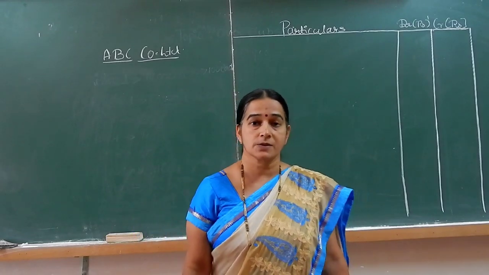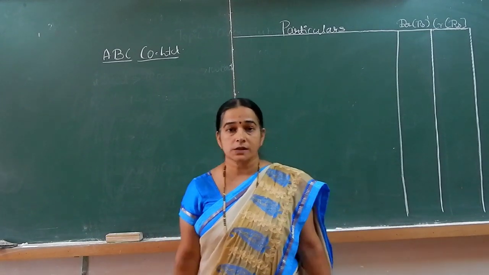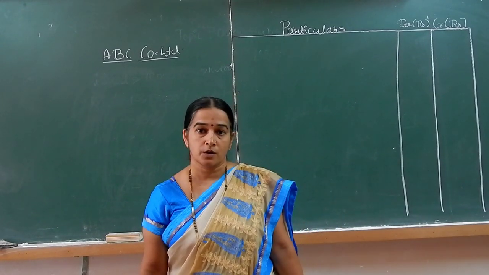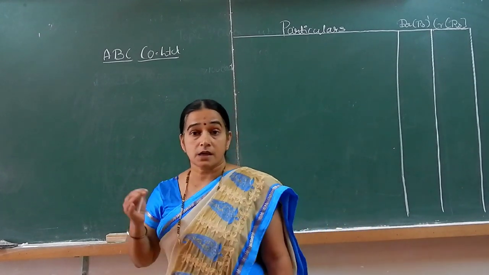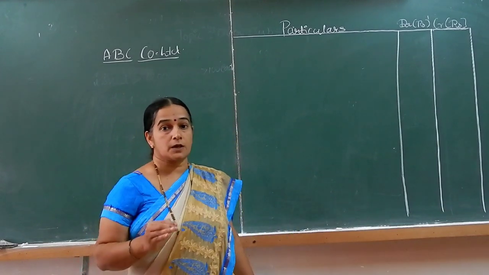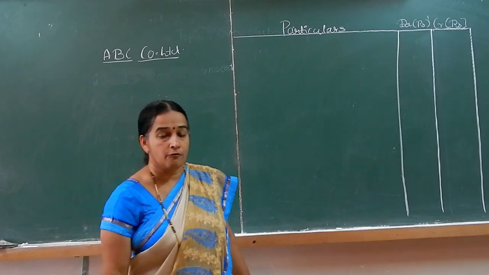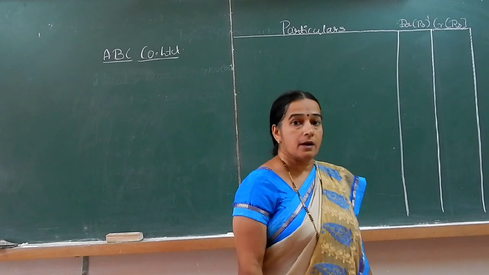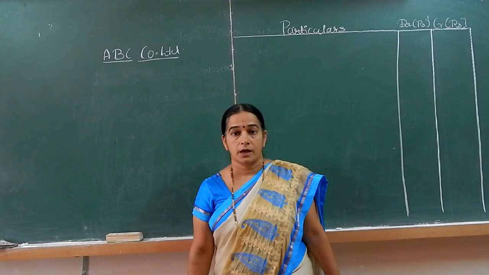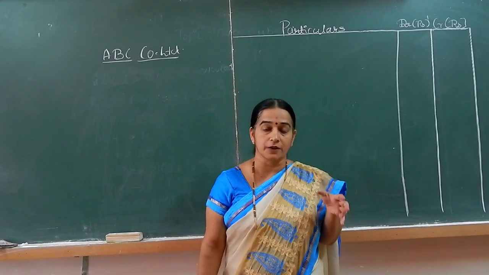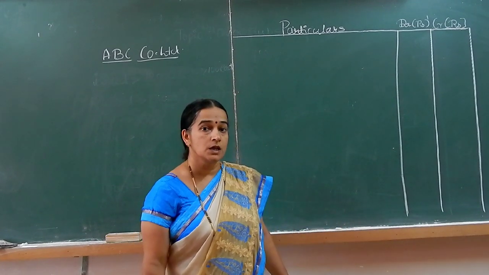Today's topic is oversubscription of shares. What is oversubscription of shares? Oversubscription of shares means receiving more share applications than the number of shares issued. For example, a company is ready to issue 10,000 shares. Then if the company receives 15,000 applications, it is called oversubscription.